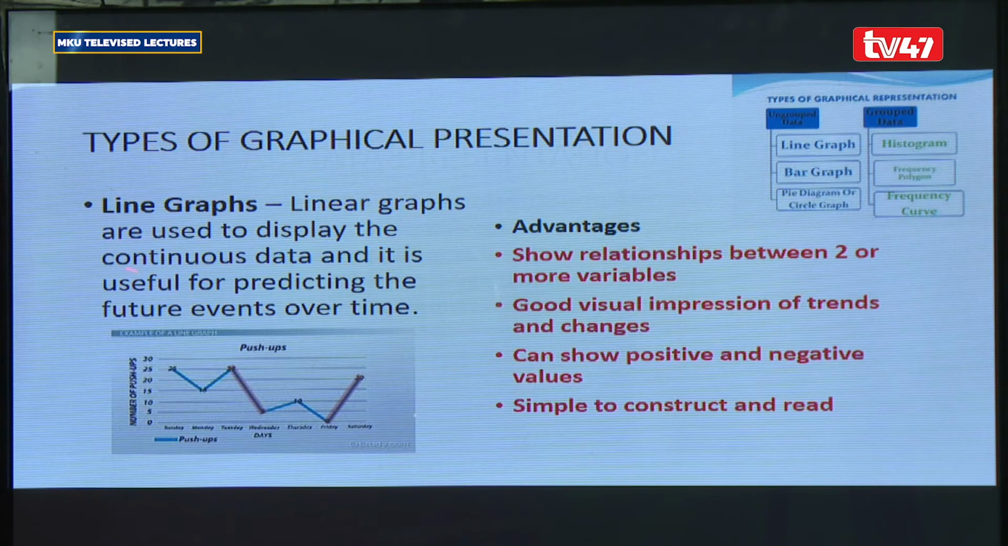One, we have a line graph, which is a linear graph used to display continuous data. Going back to discrete and continuous data, you can see we are going to use the line graph for continuous data. In line graphs, we have the vertical and the horizontal lines here, and then you can see the line graph is there. They are very useful in predicting future events over time. As you look at the movement of this line graph, you can predict what is happening.